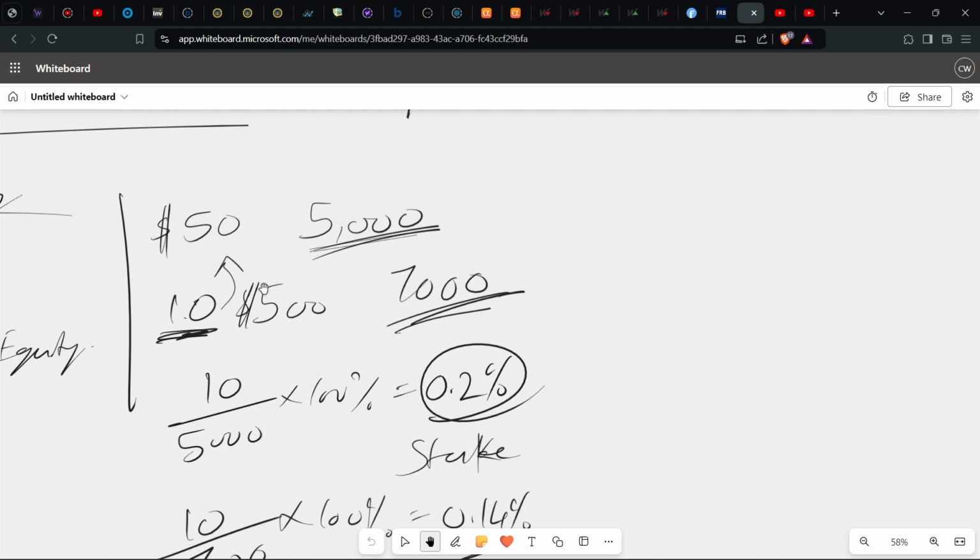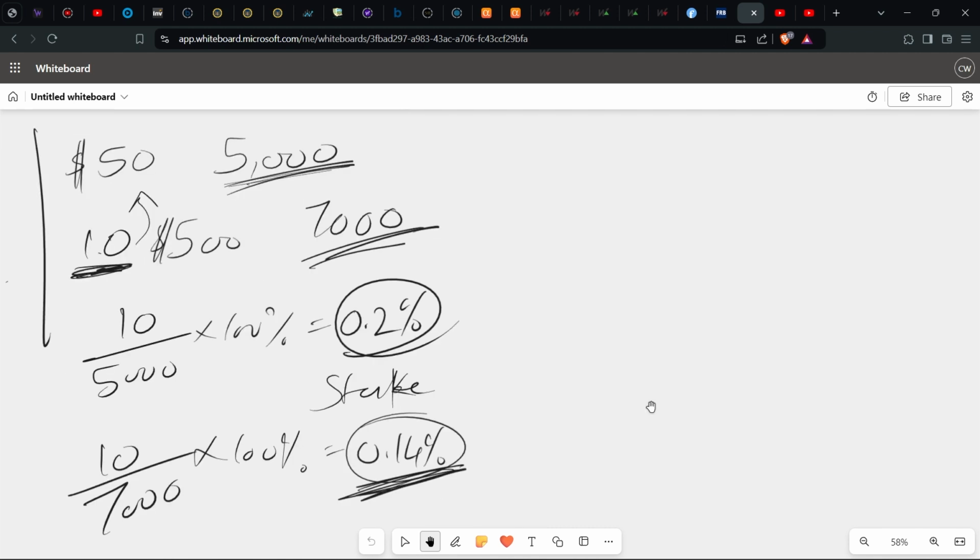is 0.14%. So you can see with the same amount of shares, if the company decides to issue more stock, your stake in the company reduces. If they issue more stock with you maintaining the same number of shares, your stake in the company reduces. The term for that is called dilution, meaning your shares have been diluted. And this is something you need to be careful about when you are trying to invest in a stock.